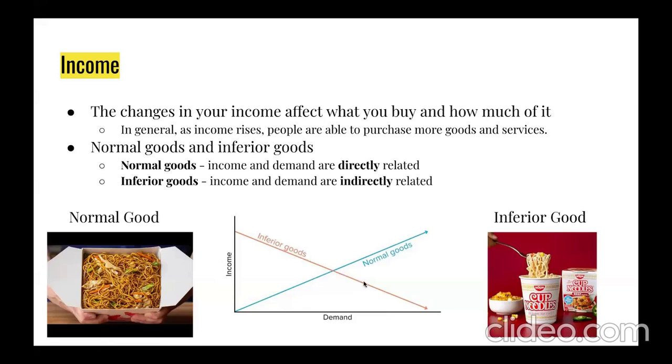Inferior goods, which is this orange line: as your income goes up, generally you're consuming less cup of noodles and more of the nice tasty chow mein. So the demand for inferior goods is actually a negative slope when you're looking at the demand in terms of income, not in terms of price, but in terms of income. So if your income goes up, you demand fewer inferior goods. You shift the demand curve for inferior goods down, and you shift the demand for normal goods up.